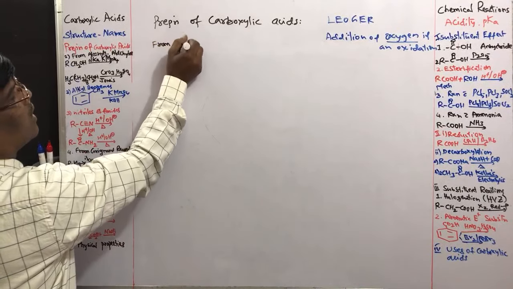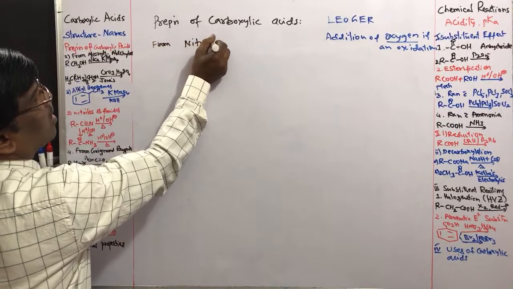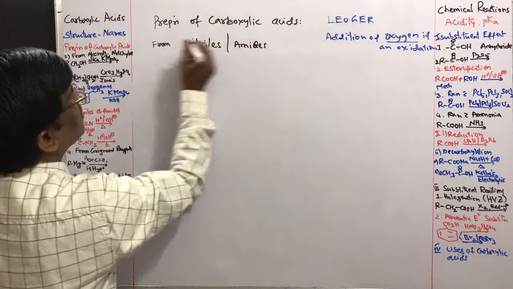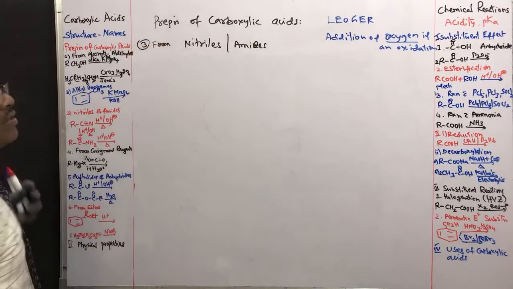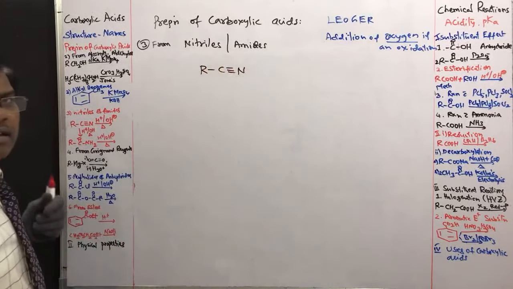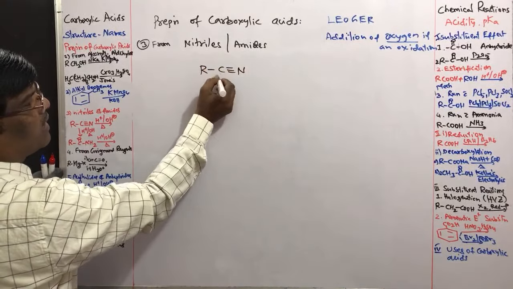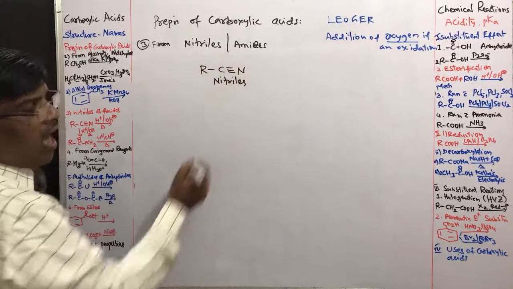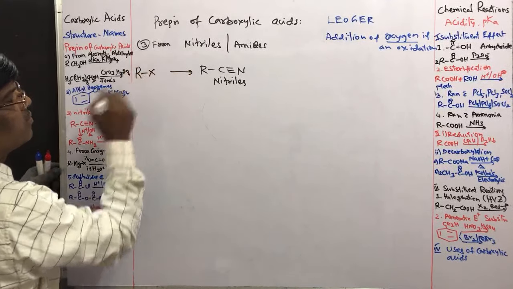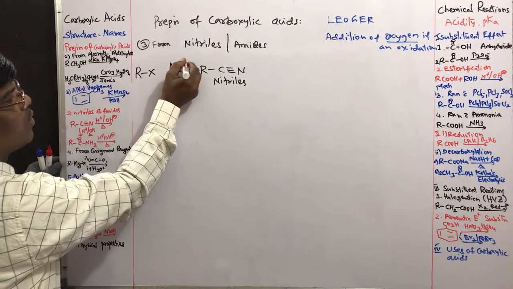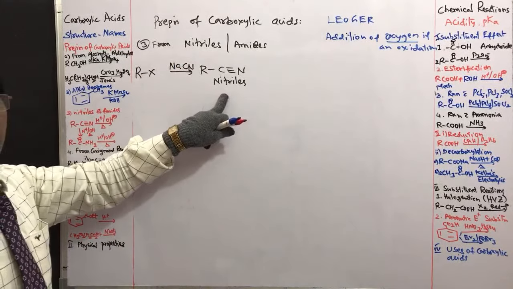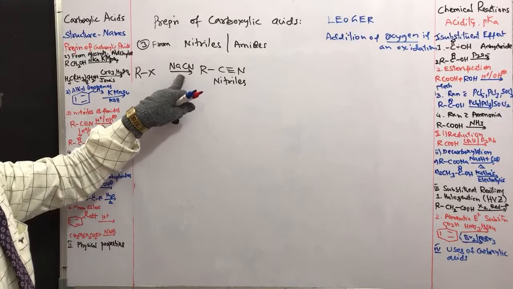From nitriles or amides. So what are nitriles, with a triple bond to N? How do we get these nitriles? During haloalkanes I have explained. Alkyl halides reacting with sodium cyanide give nitriles. This is elongation: one extra carbon we get from cyanide.